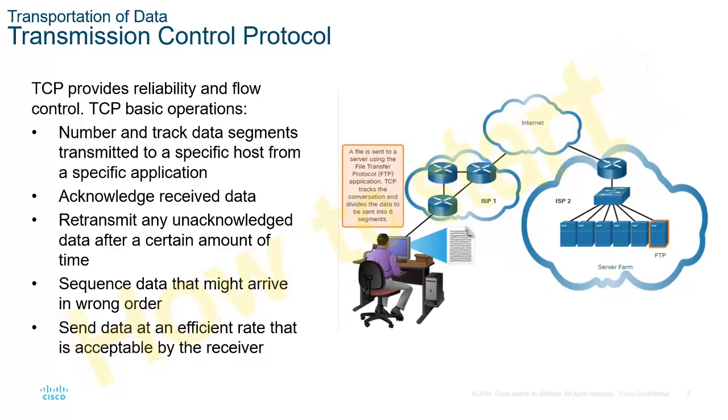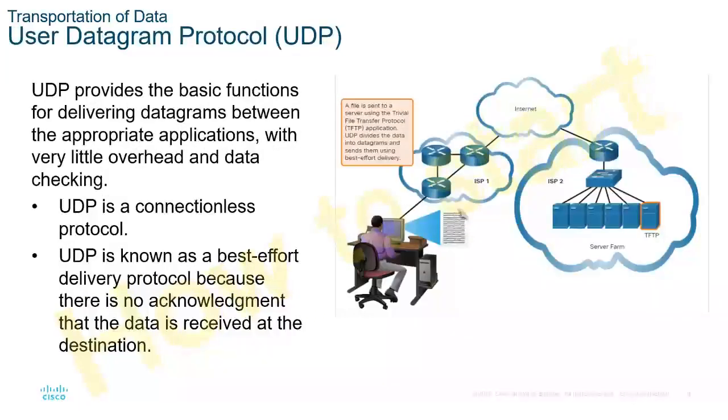Sending data at an efficient rate that is acceptable to both the sender and receiver is part of this flow control. Basically, they have to agree on how much data can be sent and received at one time. In contrast, UDP provides basic functions for delivering datagrams between the appropriate applications with very little overhead. This is known as a connectionless protocol and is best effort. There is no acknowledgement, there is no guarantee, there is no retransmit. It will try to send data and you will either get it or you won't. And that is it.